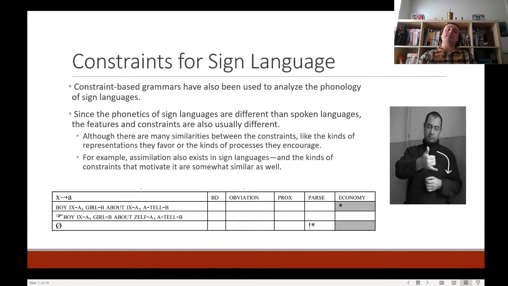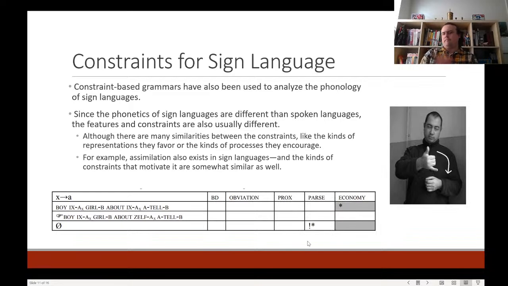And so there are constraint-based grammars that have been made for various signed languages. This particular example I'm showing you here is Russian Sign Language. There are some constraints here. There is a speaker of Russian Sign Language saying a sentence, or I guess part of a sentence, a phrase maybe. And we've got constraints here on the left of our tableau. And instead of putting the number of violations, they're just putting asterisks in the table cells to show which of these sentences violates which of these constraints.